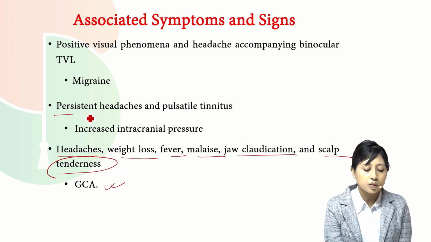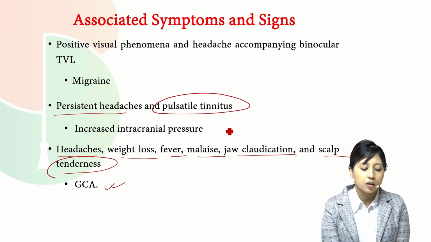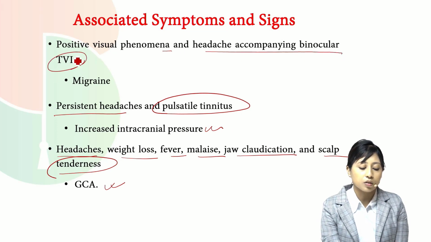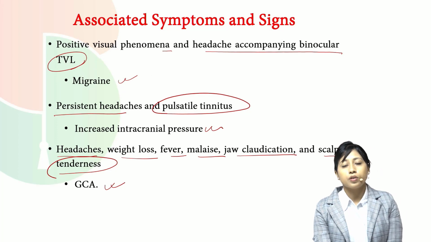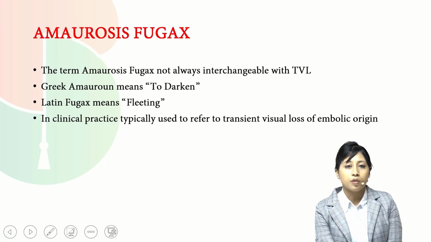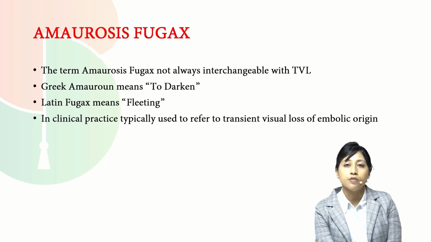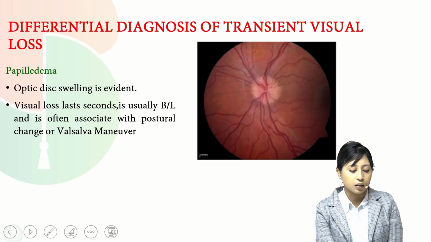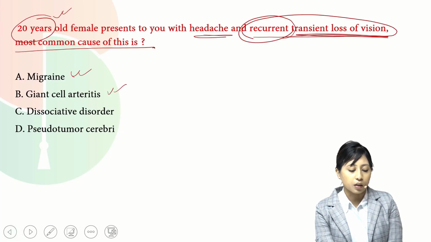If there are persistent headaches and pulsatile tinnitus, then there might be increased intracranial pressure. Positive visual phenomena and headache accompanying binocular transient visual loss is migraine. So transient visual loss can also be associated with the term amaurosis fugax. So amaurosis fugax, if you see, is also a transient visual loss, but it is of embolic origin. Okay, if there are any emboli, then it is associated with amaurosis fugax.